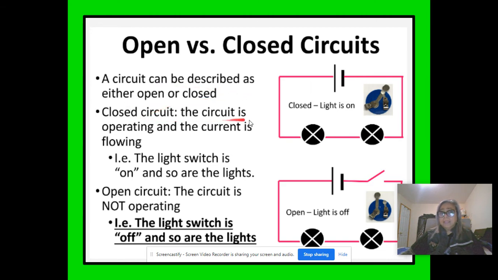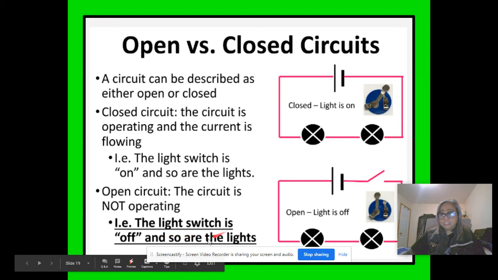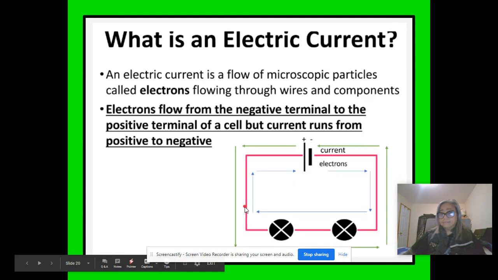Closed circuit: the circuit is operating and the current is flowing. That is, the light switch is on and so are the lights. Open circuit: the circuit is not operating, okay? The light switch is off and so are the lights.